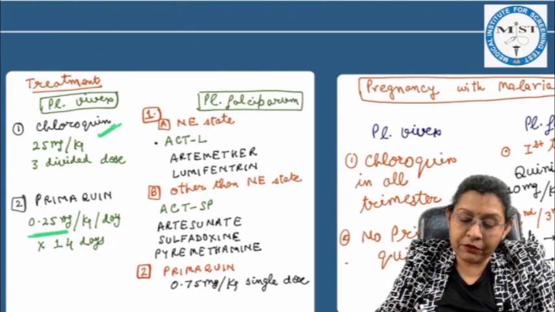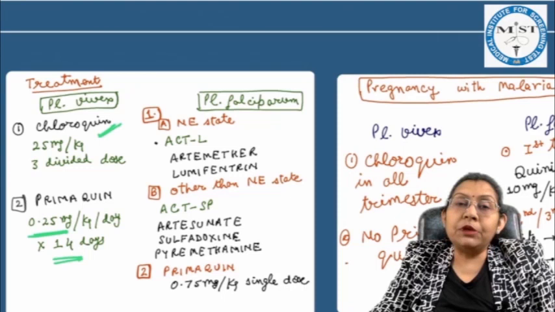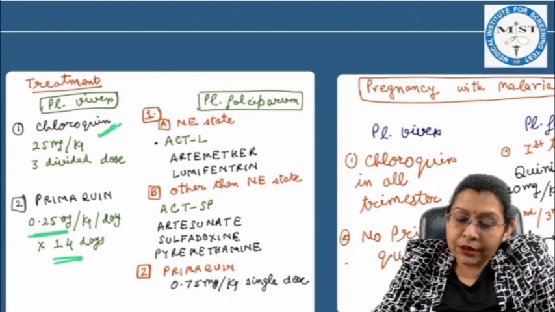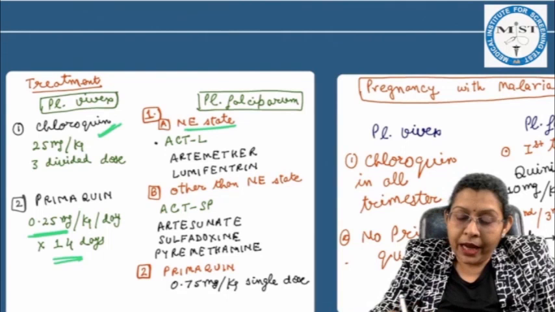But if it is Plasmodium falciparum, as clearly mentioned in our question also, in Northeast states the drug of choice is artemether lumefantrine, and in other states it is artesunate, sulfadoxine, and pyrimethamine.